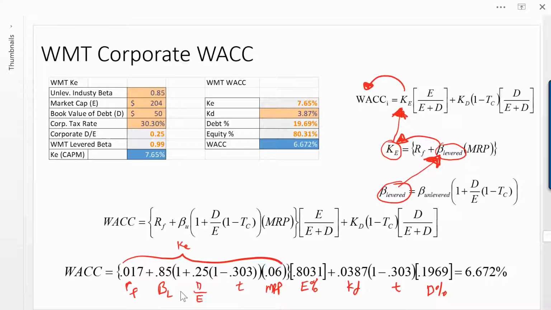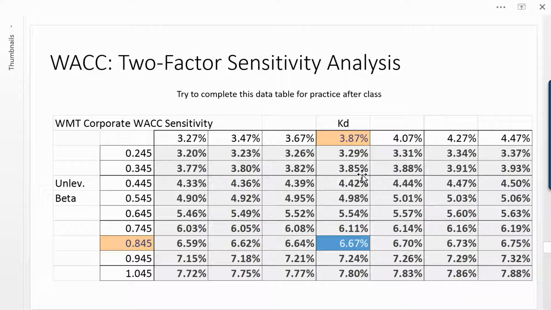Here's the full equation. Here is your CAPM model, risk-free rate plus beta times market risk premium. However, for beta, we took the unlevered industry beta times the 1 plus, that should be a U there, 1 plus the after-tax D/E ratio. That gave me my beta, plus my cost of debt times 1 minus the tax rate times my debt percent will give me my Walmart WACC. You could do some sensitivity analysis on your own time and see, based on cost of debts of say 3.25 to 4.47 and unlevered betas between say 0.24 and 1.05, I could estimate Walmart WACCs of between say 3% and 7.8%.